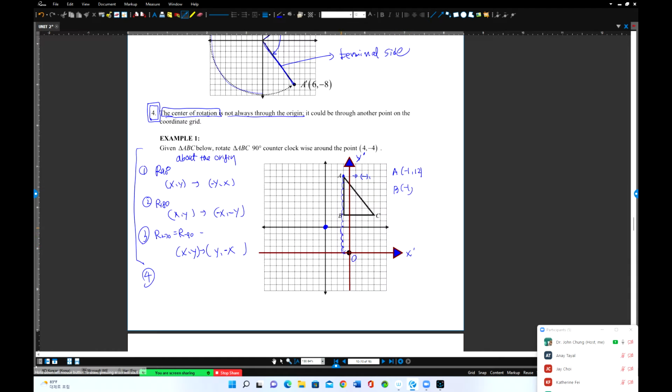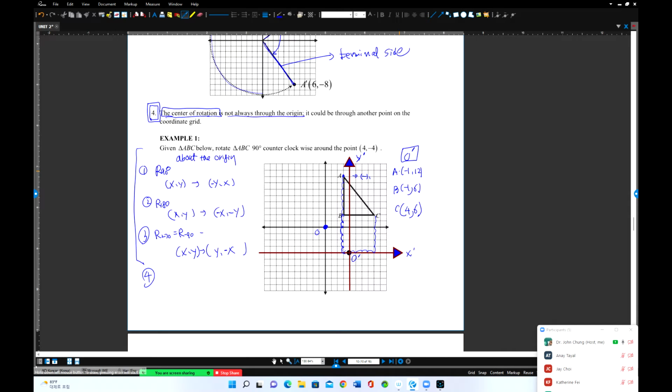1, 2, 3, 4, 5, 6. The height is 6. C is now from here. 1, 2, 3, 4. The X coordinate is 4. The Y coordinate is 1, 2, 3, 4, 5, 6. That's it. This is the real center O. This one I'm going to call the center O prime. At center O prime, you got the new coordinates.